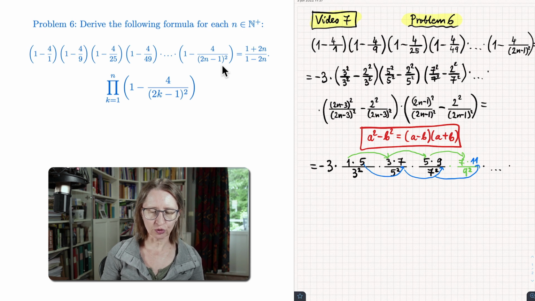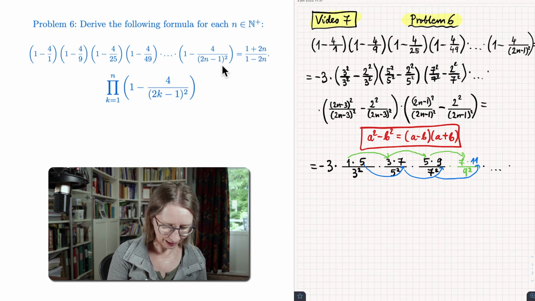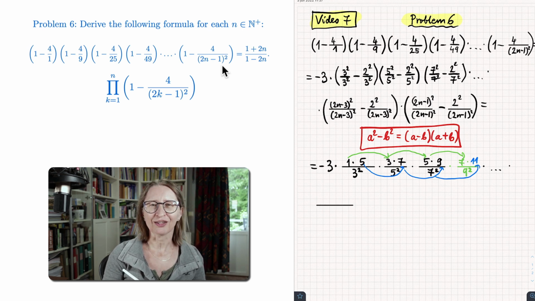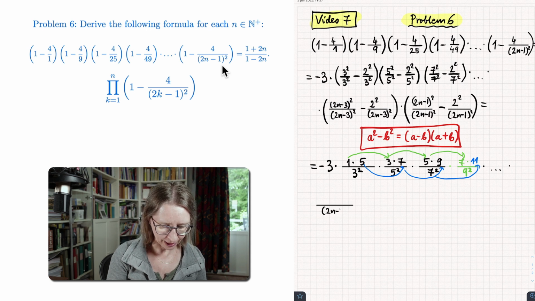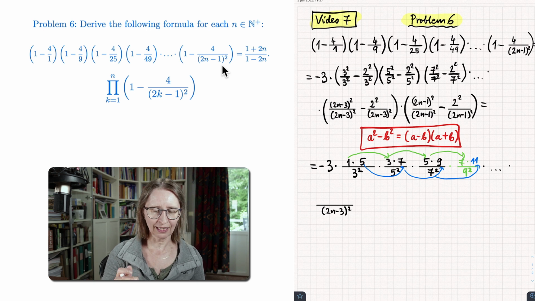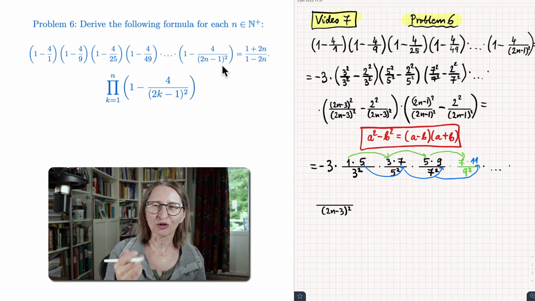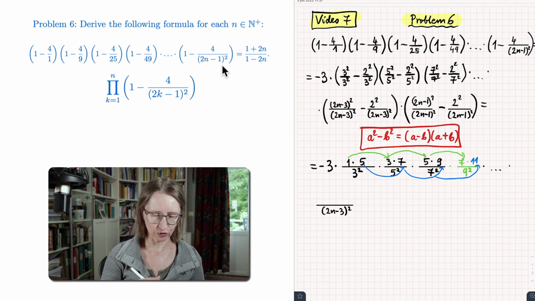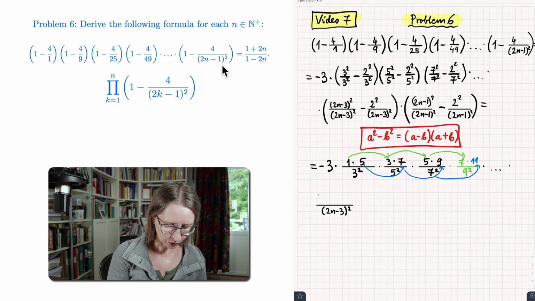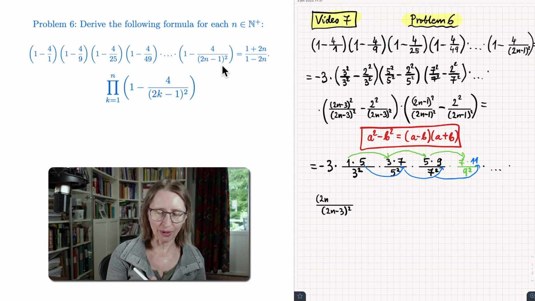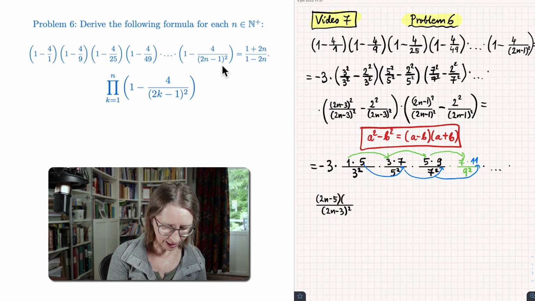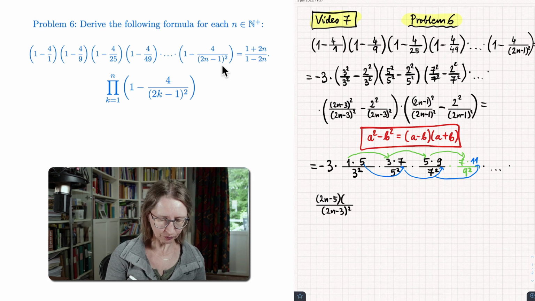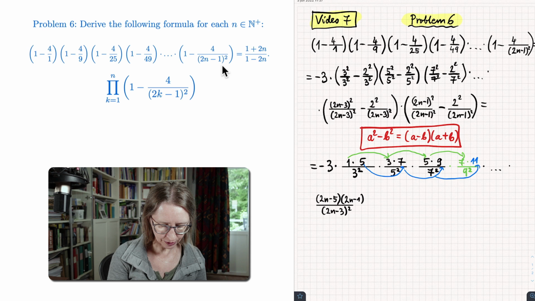And now I proceed to the last but one. So what do I have in the denominator? I will have 2n minus 3 all squared. And again, in the numerator, I apply this formula for the difference of two squares, this time with a equal to 2n minus 3 and b equal to 2. So the difference will be 2n minus 3 minus 2, which is 2n minus 5, and the sum will be 2n minus 1.